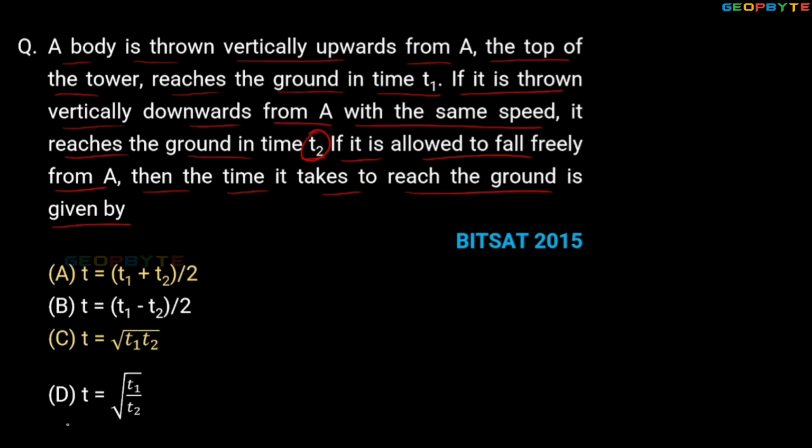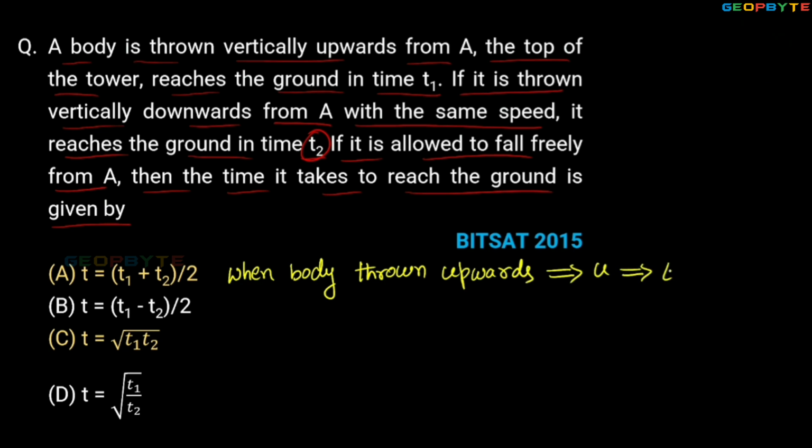Okay. For that, let me write it clearly. When a body is thrown vertically upwards with a speed u, it is reaching the ground in time t1. Okay. When the same body is thrown vertically downwards with the same speed u, it is demanding the time t2.